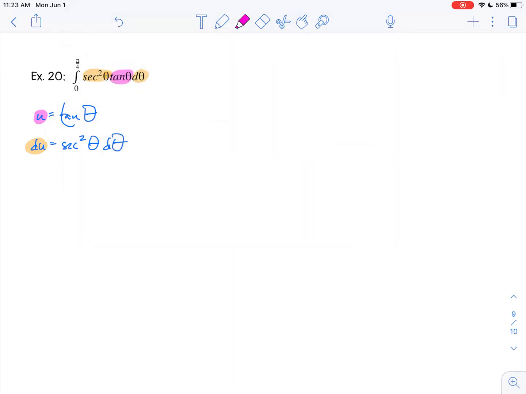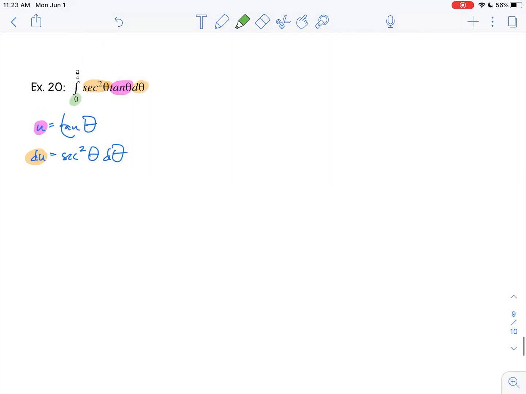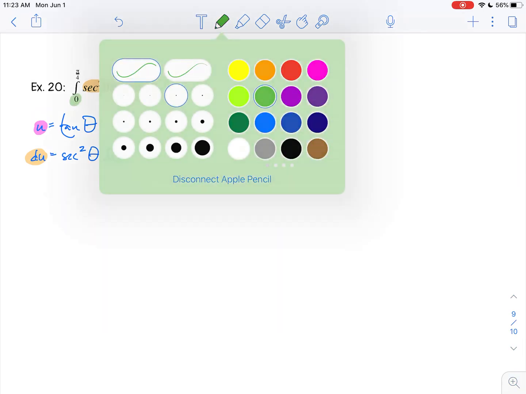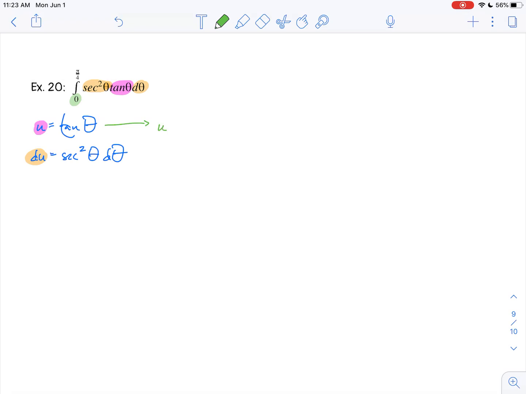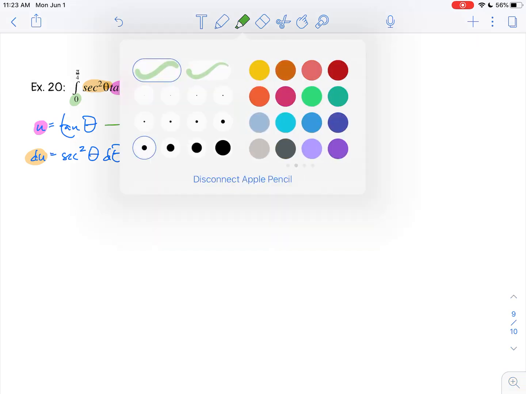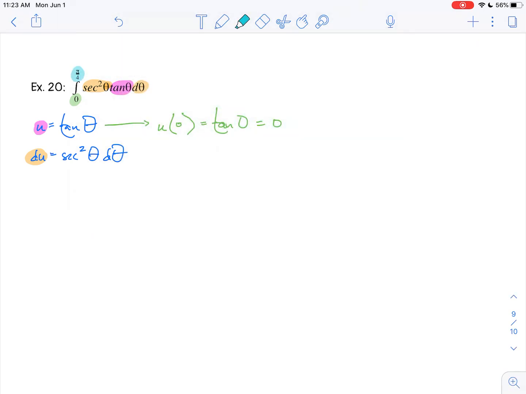Now let's take a look at our bounds. The bottom bound is 0. So that means I need to find u of 0, or tangent of 0. Okay? Tangent of 0 is 0. Good things to know from your unit circle. Top bound is pi over 4.